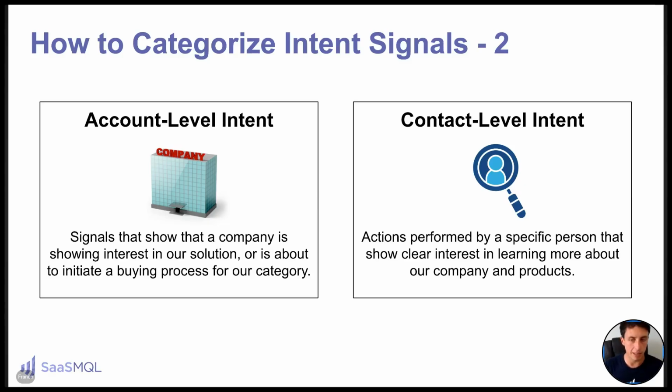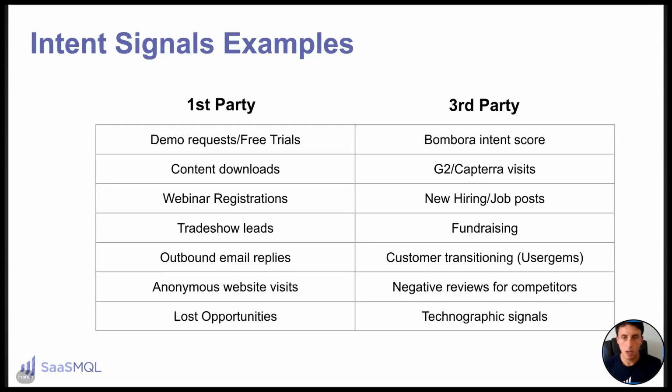Those are very specific: a demo request, content download, webinar registration, people stopping by your booth, etc. Those are actual persons that you can communicate with directly. You can target directly, you can retarget, you can approach. And if they happen to be the right titles, that's going to be extremely valuable.